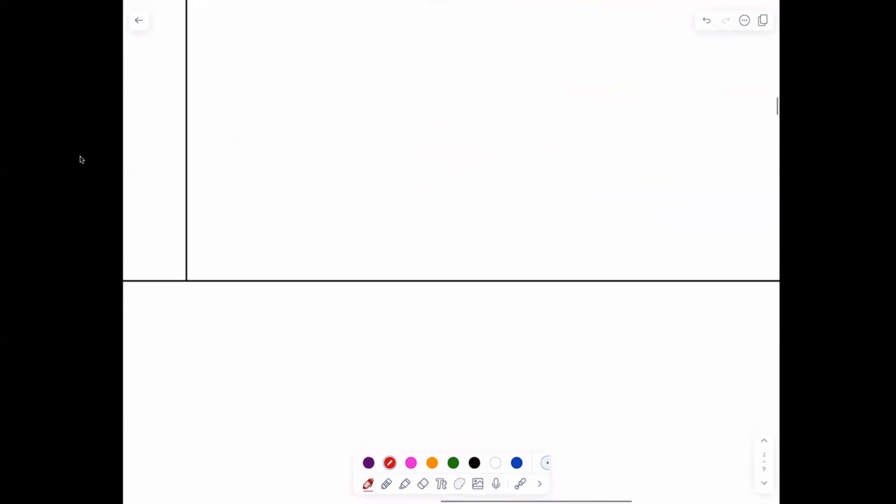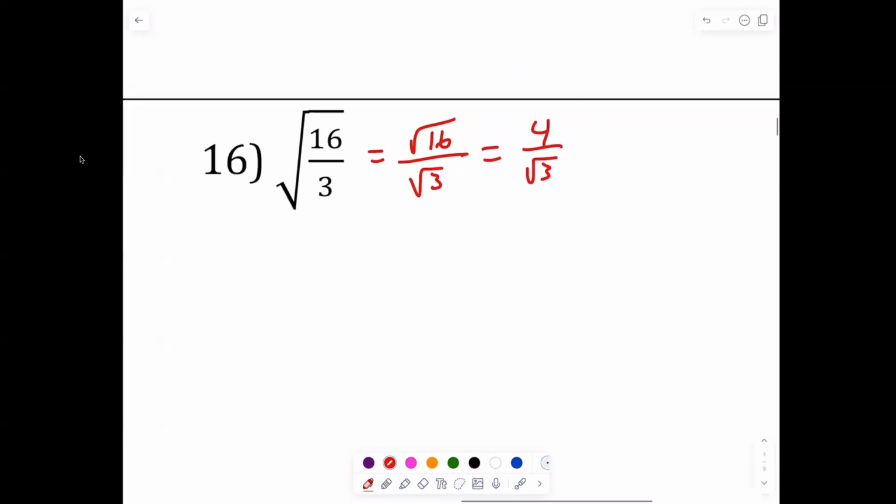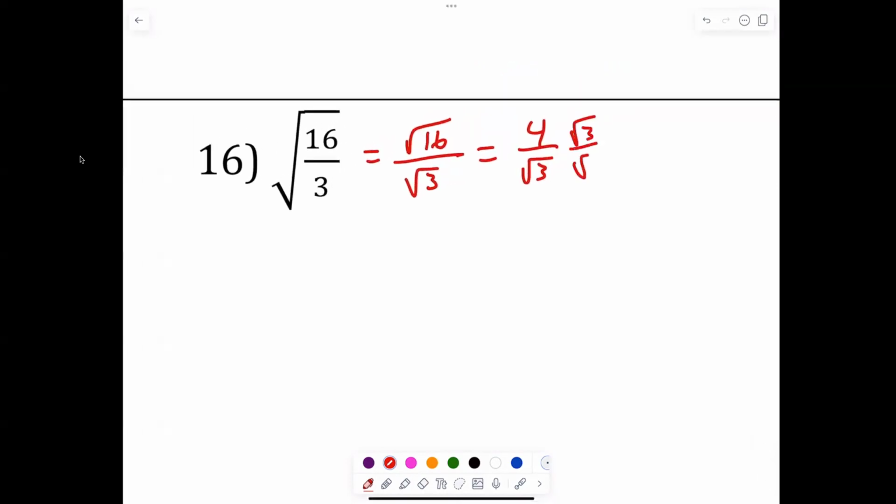Okay. Here we go. Let's knock out 16. Now for 16, I'd like everyone to rewrite that as square root of 16 over square root of 3. What's the square root of 16? So that really is 4 over square root 3. Then what do I have to do to both sides? Yeah, multiply the numerator by square root of 3 and the denominator by square root of 3. So that becomes 4 radical 3 over 3. Anybody have any questions?